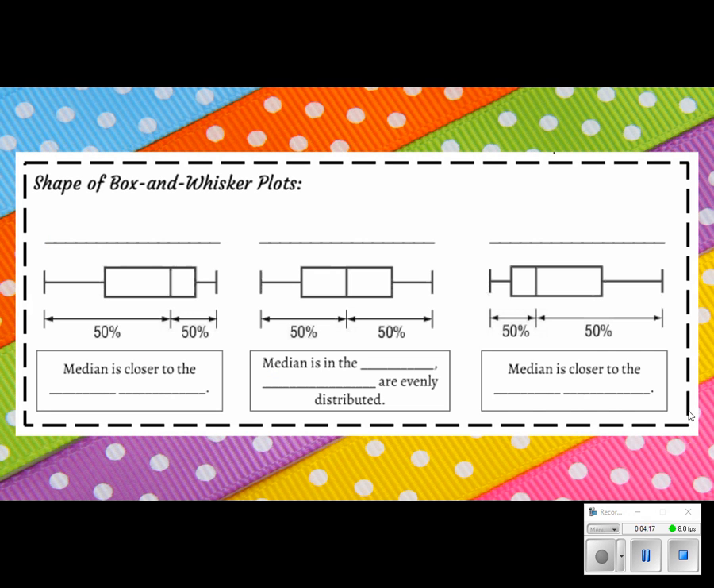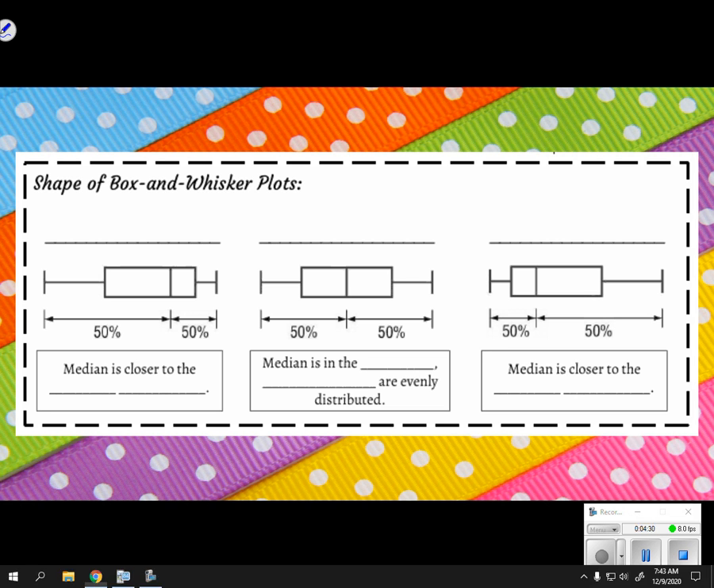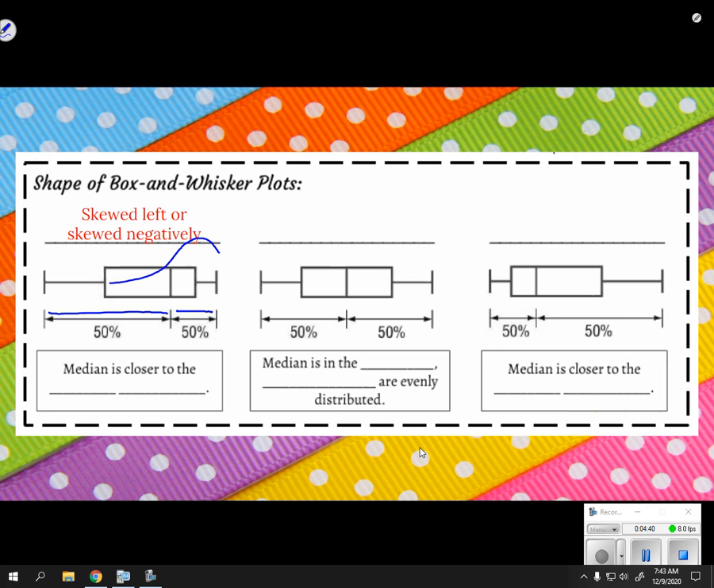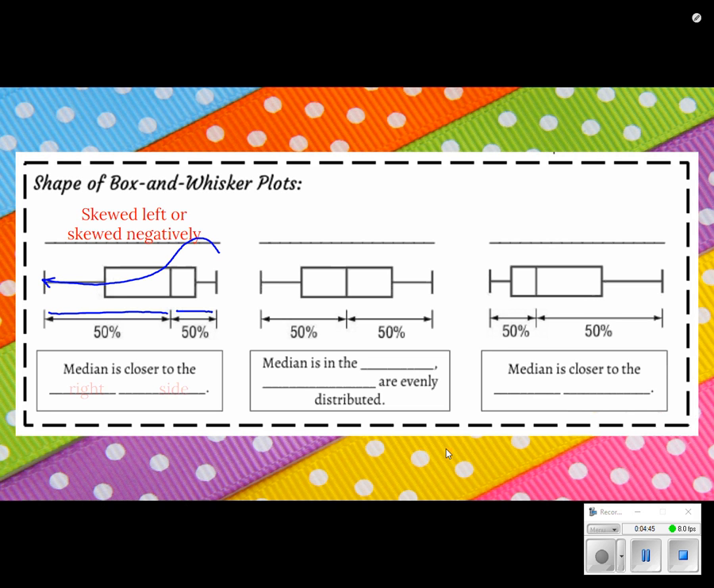So we do have shape of box and whisker plots. For the one on the very left, you see how there is a larger span, like a wider range on the left-hand side. This 50% is a whole lot larger than this 50%. So that means that it's skewed to the left. That's like having most of your data here, and then your tail goes off to the left. The median is closer to the right-hand side.